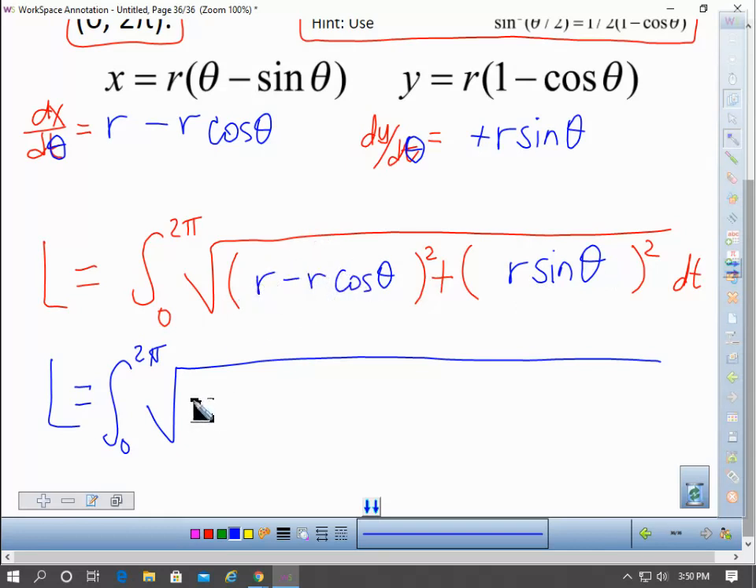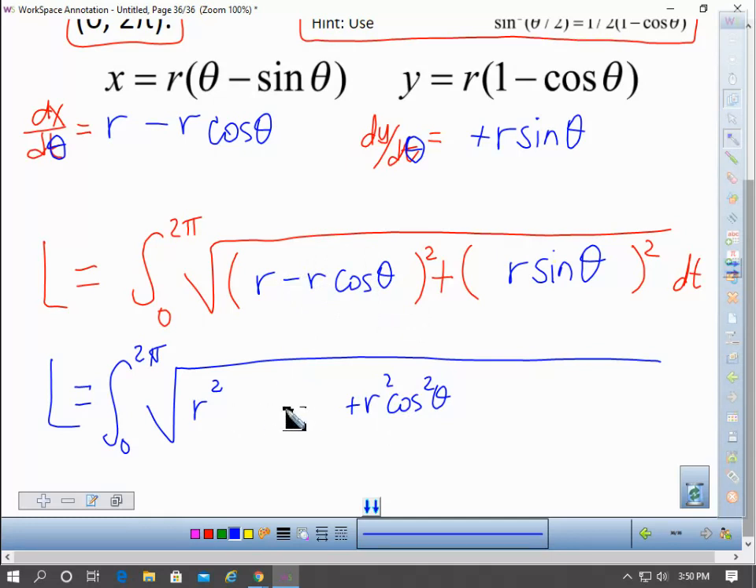You square the first term, r squared, square the last term. So that's going to be, how much space do I need? Okay, so that's going to be r squared cosine squared, and it's positive because you're squaring a negative number. So when you square this, you get r squared cosine squared.